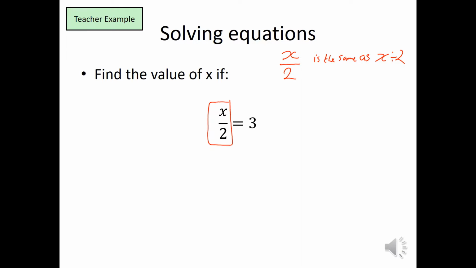So if we divide by 2, the inverse of divide is times. So I'm going to times it by 2 on both sides. I'm just going to write that here. Times it by 2 on the left hand side, and we have to balance it and times by 2 on the right hand side. So half of x, or x divided by 2, when we times by 2, it just gives us x equals 3 times 2, which is 6. So our answer is x equals 6.